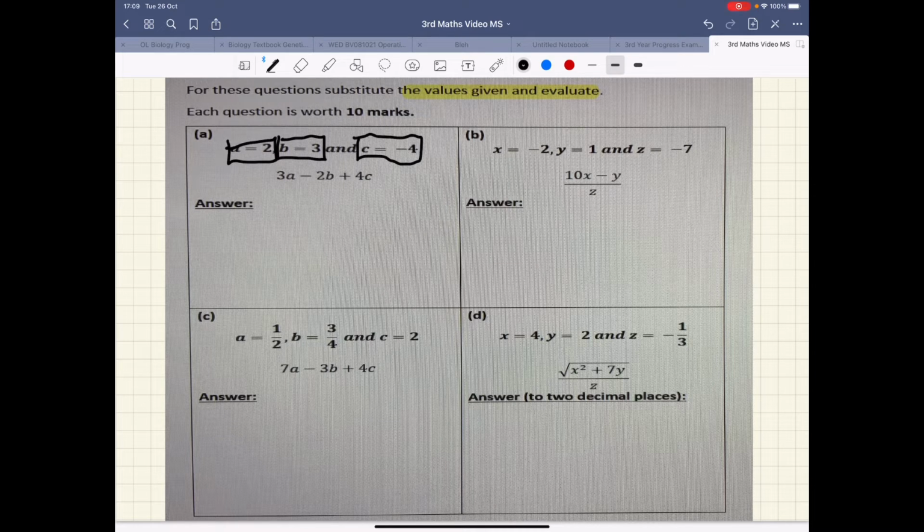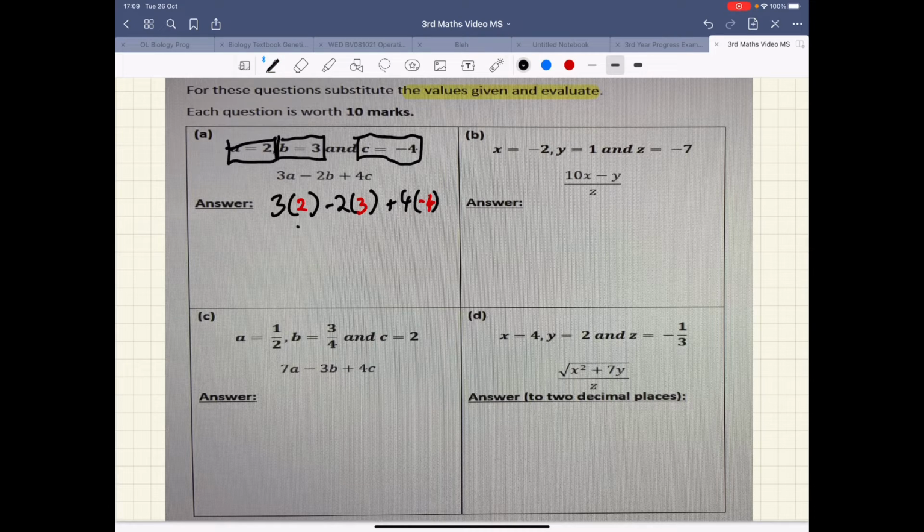So wherever I see A, I'm going to sub in 2. Wherever I see B, I'm going to sub in 3. Wherever I see C, I'm going to sub in -4. So just clear that up a bit there. So that means it's 3 multiplied by 2, minus 2 times 3, plus 4 times -4.